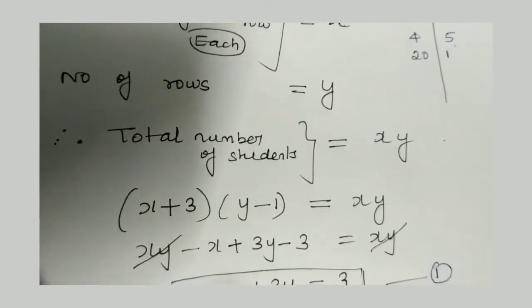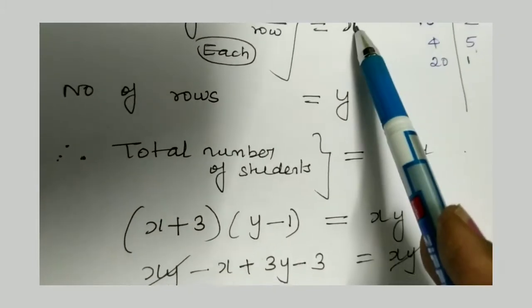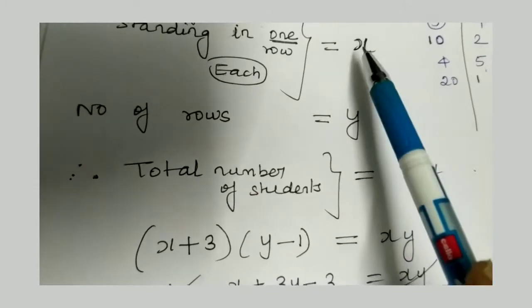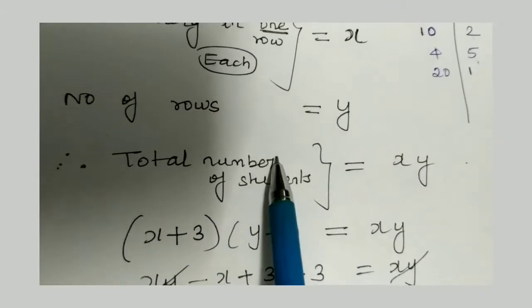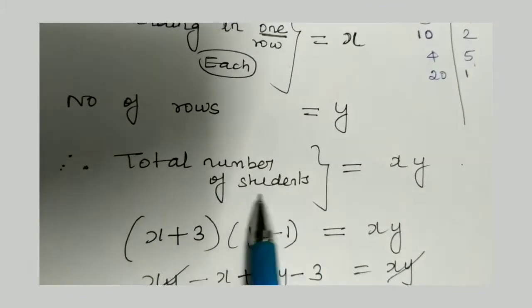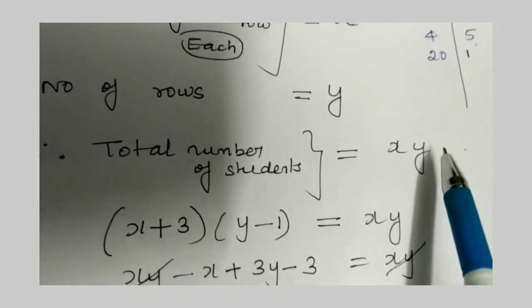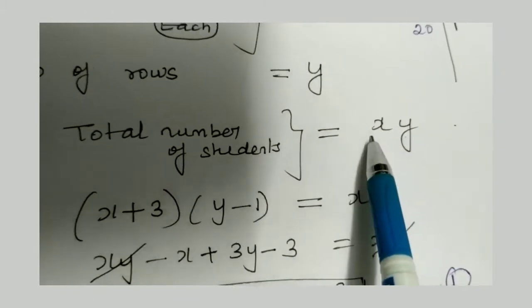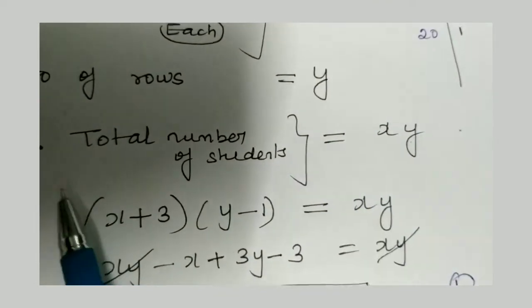Now how will you find the total strength of the class? You can write it by multiplying these two values: number of students in one row into number of rows. If you multiply these two values, that will give you the total strength of the class. Therefore, you write the total strength of that class is equal to X into Y. Why am I multiplying X into Y? Y is the number of rows formed by the students and X is the number of students standing in each row. Now, as per the statement, we have to frame 2 linear equations.